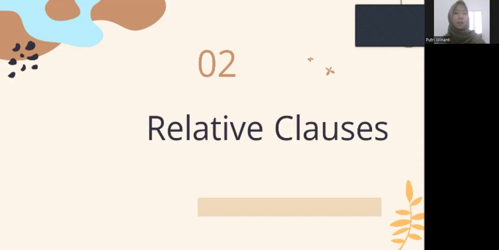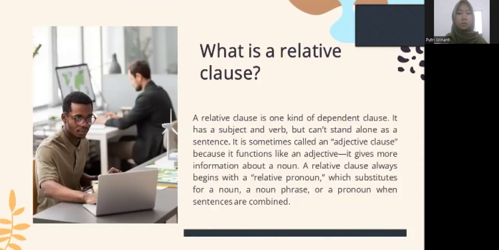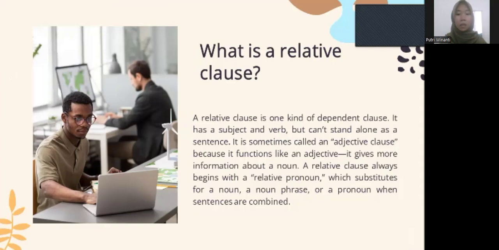Okay, we are going to the second material, which is about relative clauses. What is a relative clause? A relative clause is one kind of dependent clause. It has a subject and verb but cannot stand alone as a sentence. It is sometimes called an adjective clause because it functions like an adjective. It gives more information about a noun.